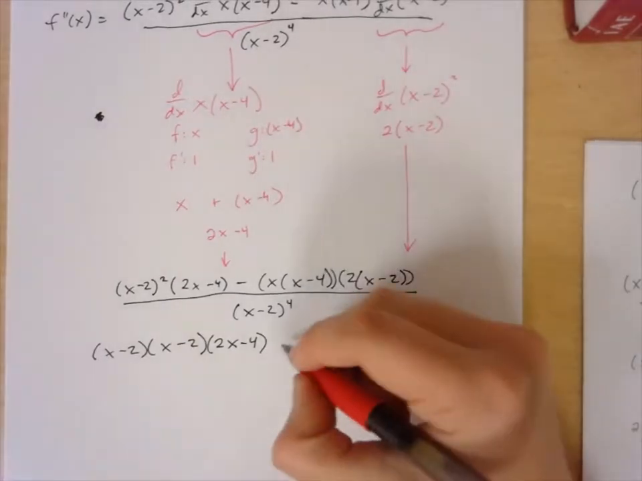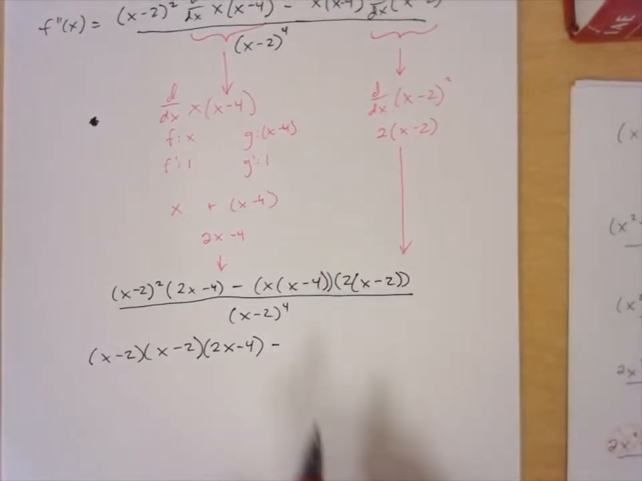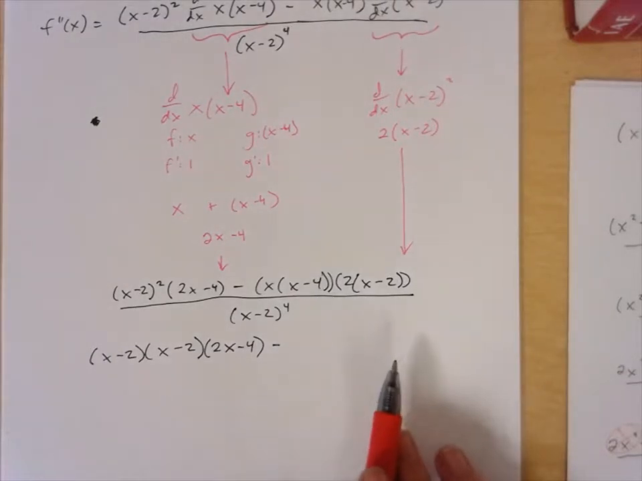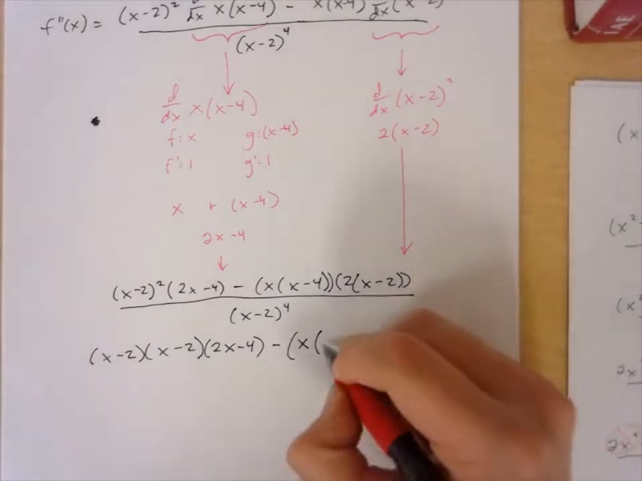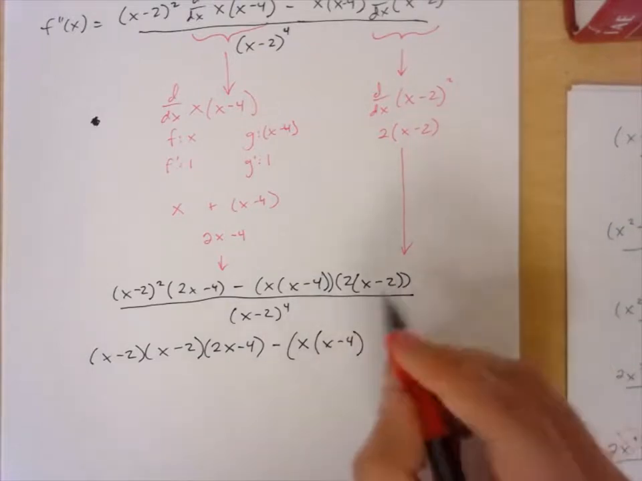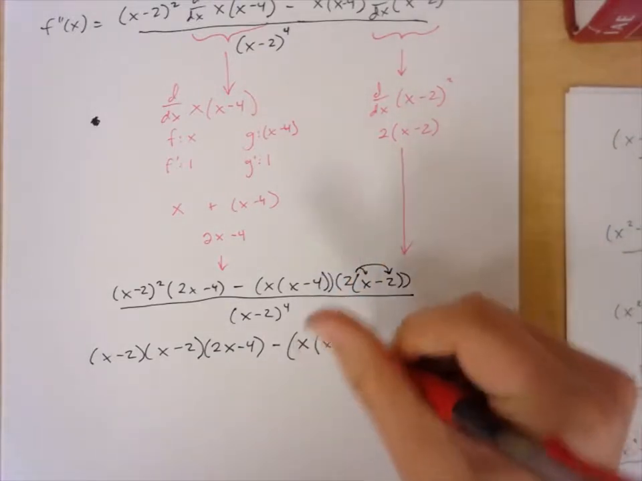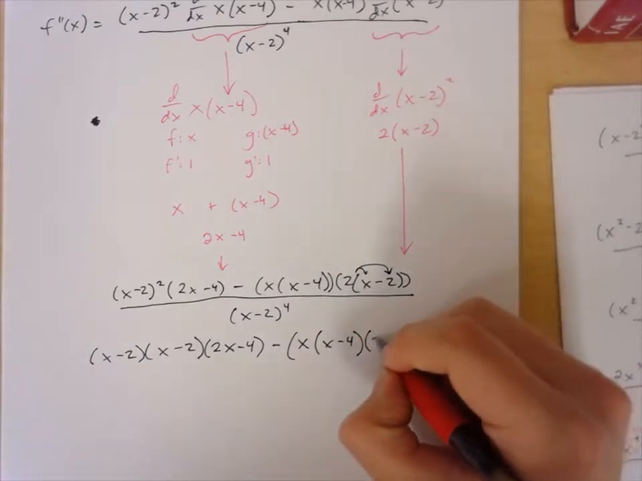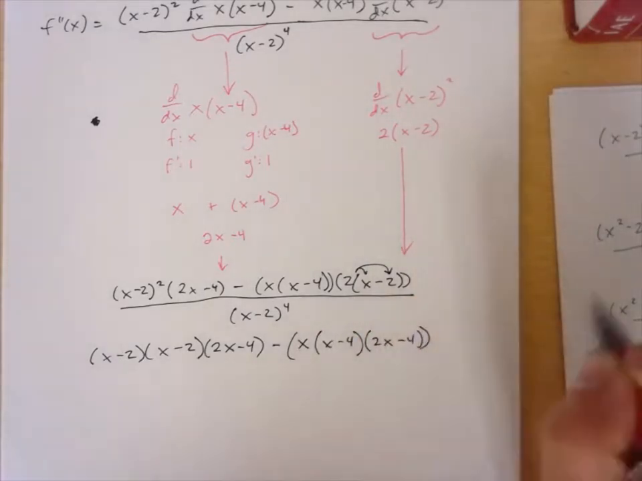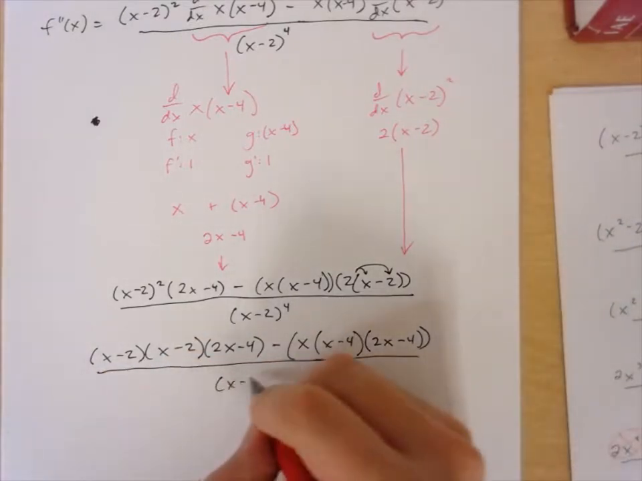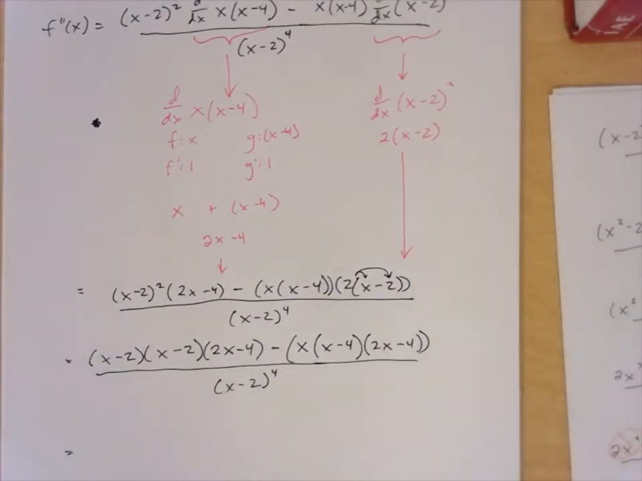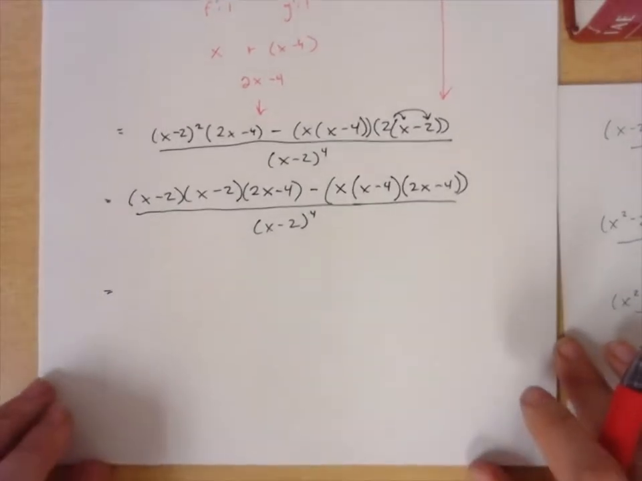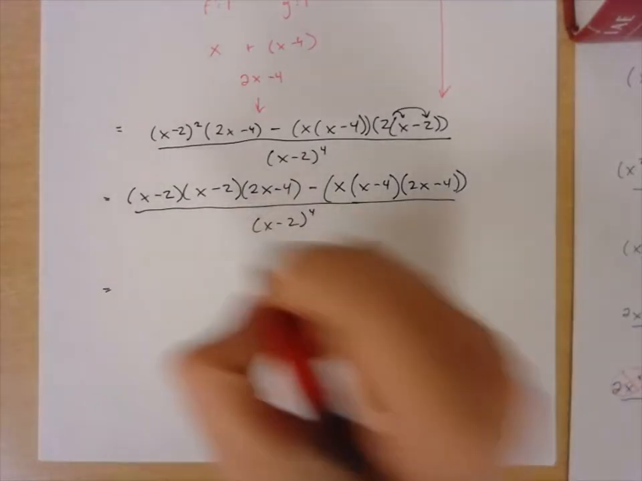Okay. And now we have minus, and what this whole thing multiplied out is going to be is x times (x minus 4), and when I distribute this 2 here, that's going to become the binomial 2x minus 4. Okay. And now I've got everything set up nice and neat, and so I can start to combine all of these binomials and start to FOIL and do some fun multiplication.